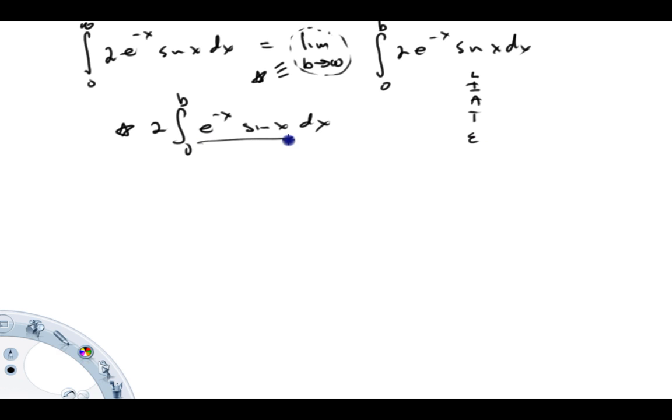So we look here for a logarithmic function. Nope. Inverse trig. Nope. Algebraic. Nope. Trigonometric. Yes. So our u, we're going to want to equal sine x, and then dv is e to the minus x dx. Then we calculate du, which is going to be cosine x, and v, which is going to be minus e to the minus x.